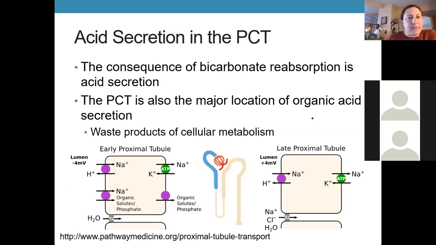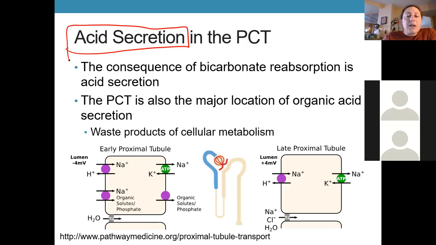Pretty sure that was the last thing. Okay, this is the last thing, but they're related. So in case I had forgotten to say it, but I did point it out, we're exchanging the bicarbonate for the hydrogen ions. So that means that we are actually secreting acid into the filtrate in the proximal convoluted tubule.